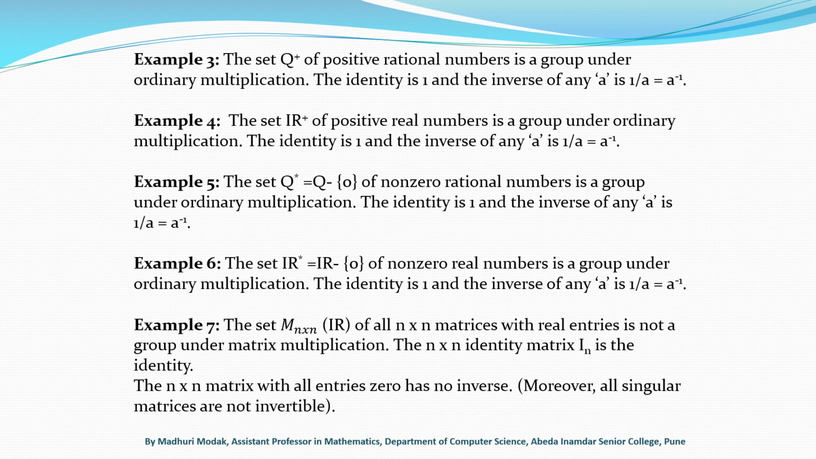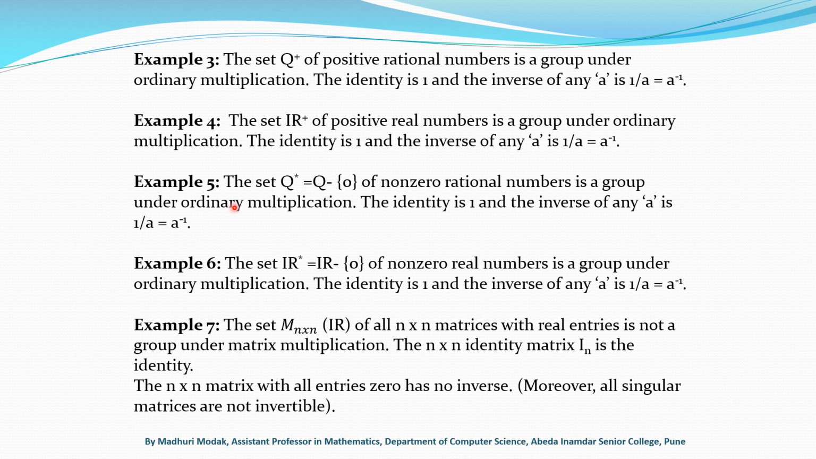Then the set Q plus of positive rational numbers is a group under ordinary multiplication. Multiplication of any two positive rational numbers is again a positive rational number. Then multiplication is associative. Also, 1 is the identity element and the inverse of any element a in Q plus is 1 upon a. Similarly, R plus with respect to ordinary multiplication is a group with 1 as identity element and inverse of a as 1 upon a.